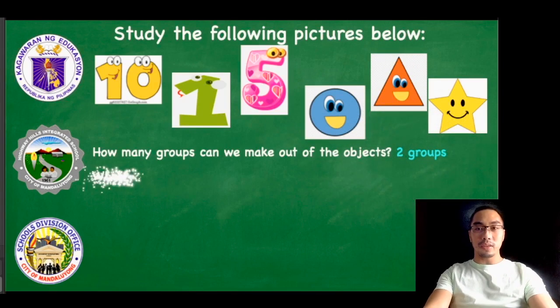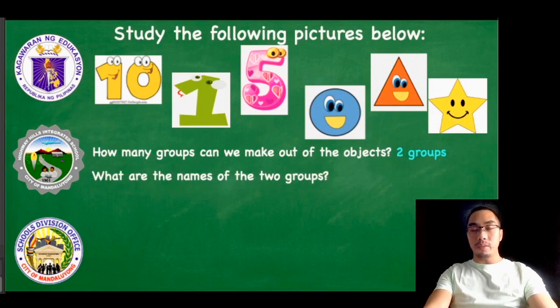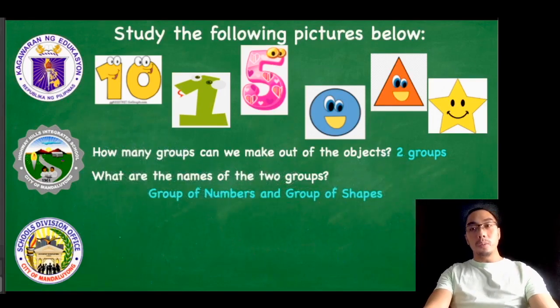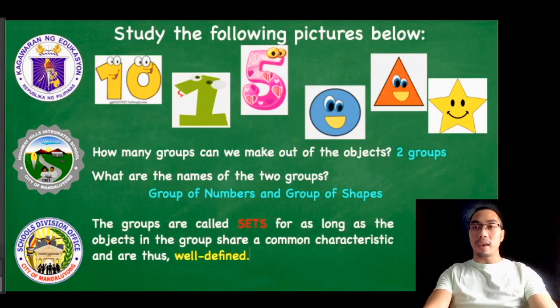Here's the second question. What are the names of the 2 groups? What is your answer? The correct answer is group of numbers and group of shapes. Now remember, the groups are called sets for as long as the objects in the group share a common characteristic and are thus well defined.